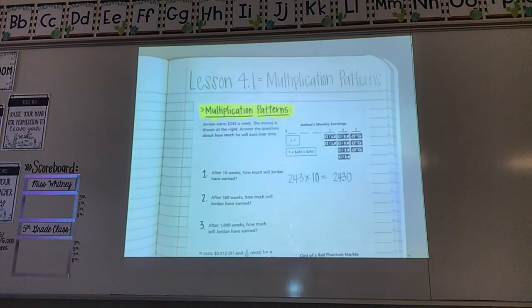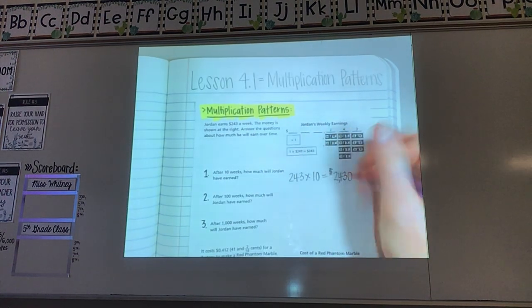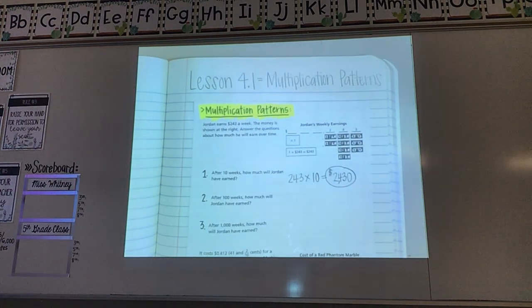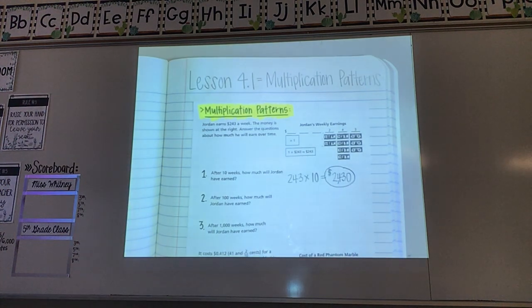Then all I need to do is figure out if I need a comma. This one does need a comma right here. And I'm going to put my dollar sign since we're talking about money. So in 10 weeks, Jordan earns $2,430. It's a lot faster to multiply using that zeros trick than having to stack it up and work it all out. Let's see if we can answer number 2 using that same trick.